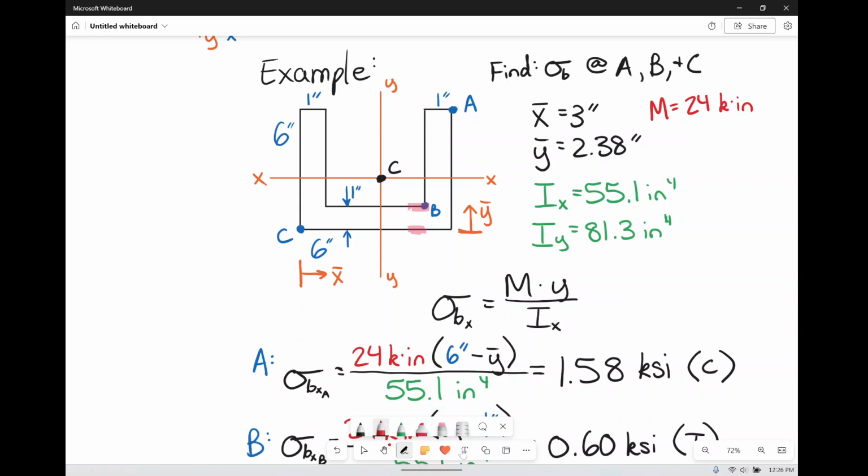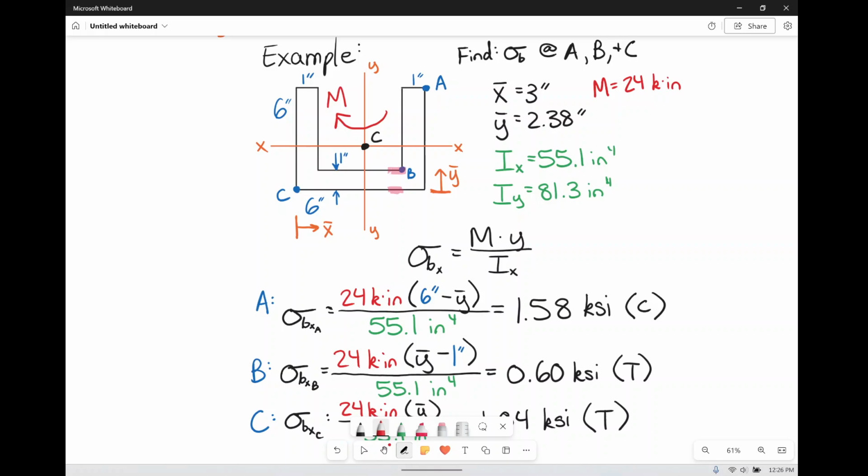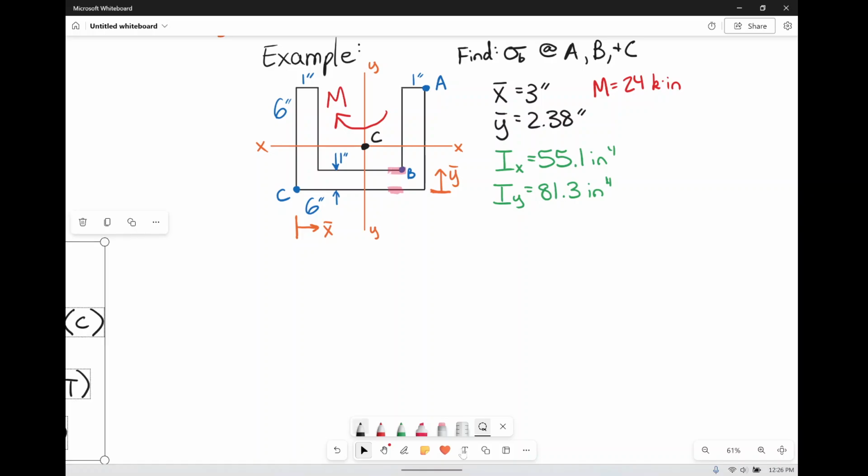Anyway, new moment. Let's say our new moment now is going this way. Same value for M, same 24 kip inches. But this time, we're still finding stress at A, B, and C, but we're bending about the y-axis. So because we're bending about the y-axis, we have a new equation.